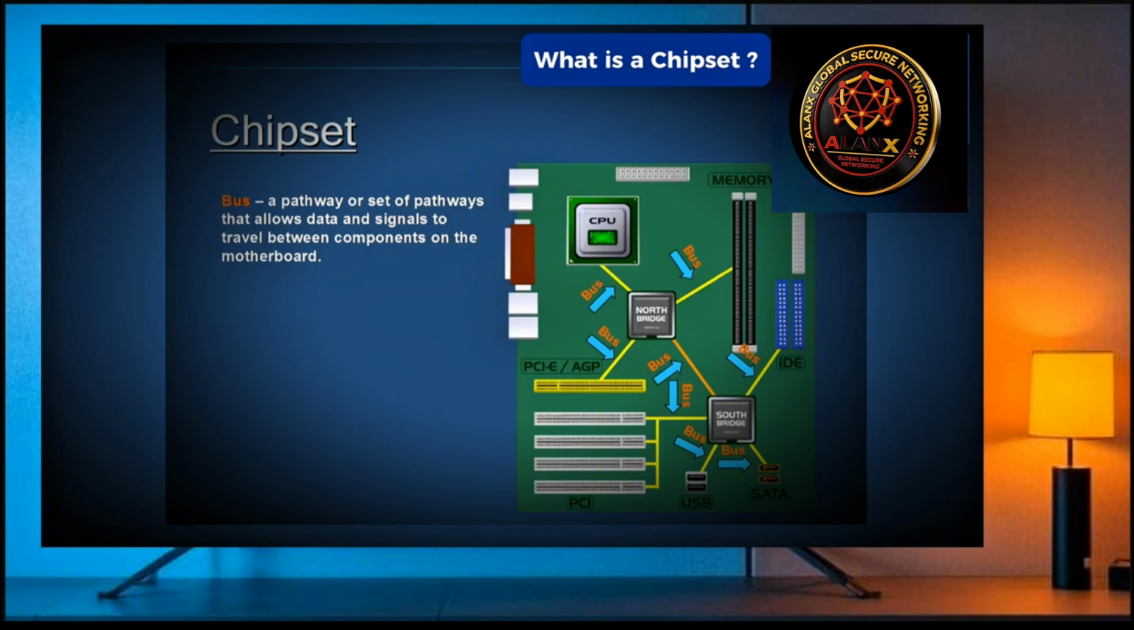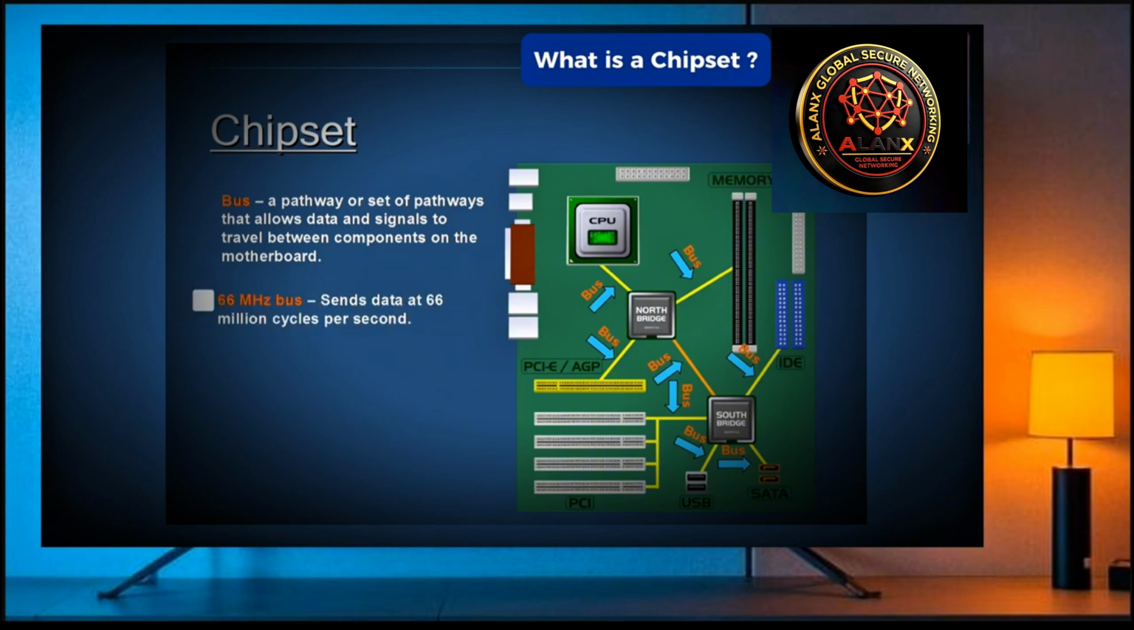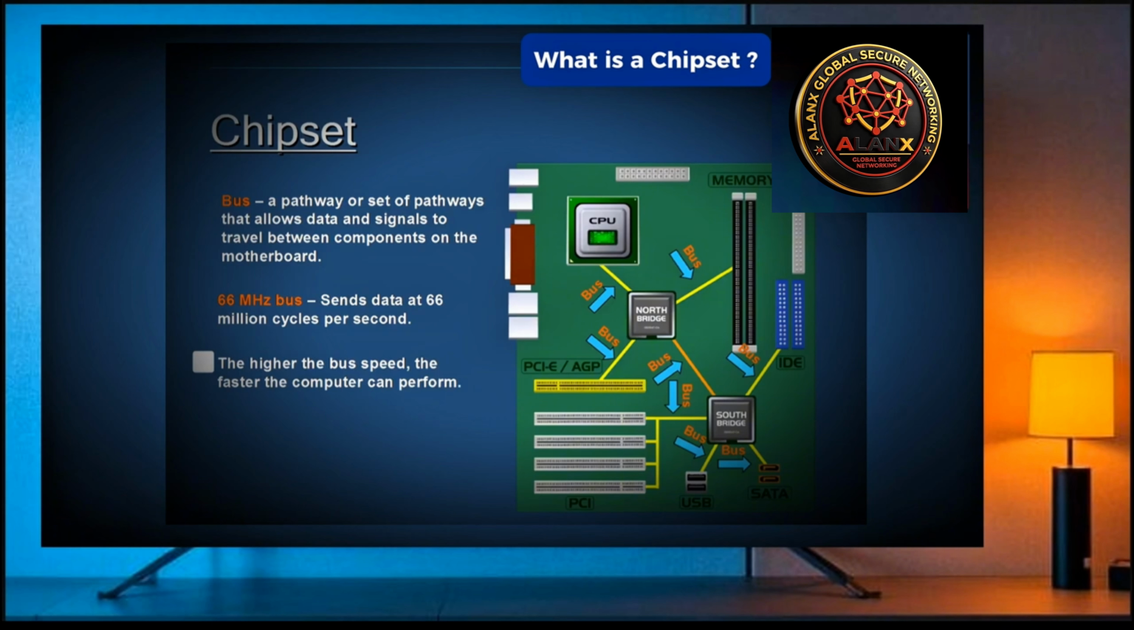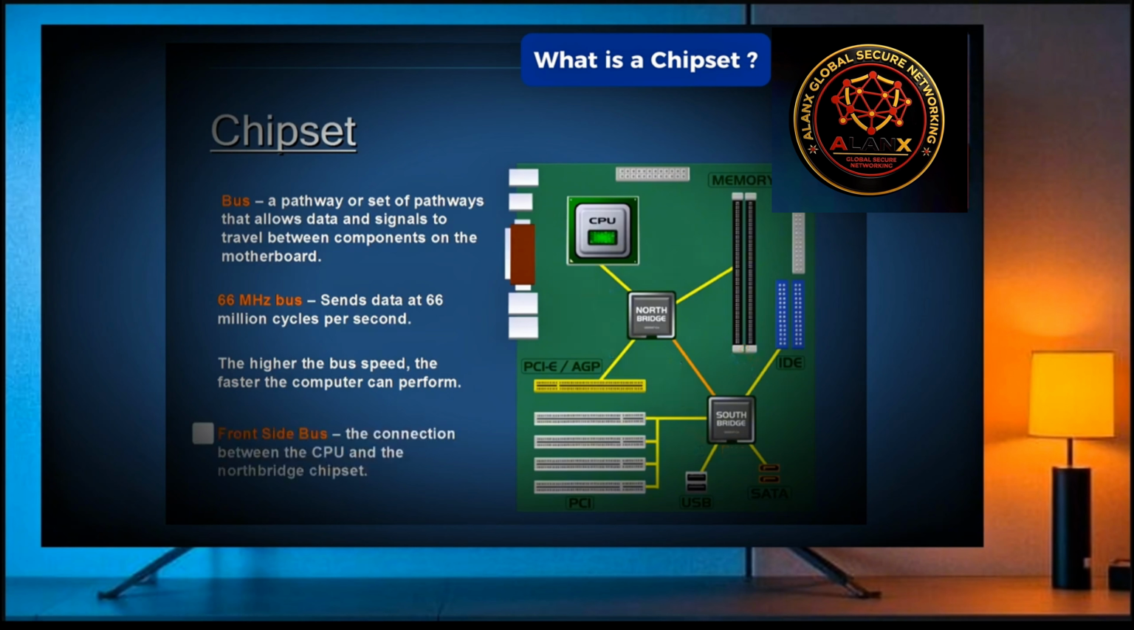So for example, if a bus speed is said to operate at 66 MHz, then that means that that particular bus can send data at 66 million cycles per second. The higher the bus speed, the faster the computer can send data, which improves the performance of the computer. A motherboard's bus speed generally refers to the speed of the front-side bus. The front-side bus is the connection between the CPU and the Northbridge chipset.